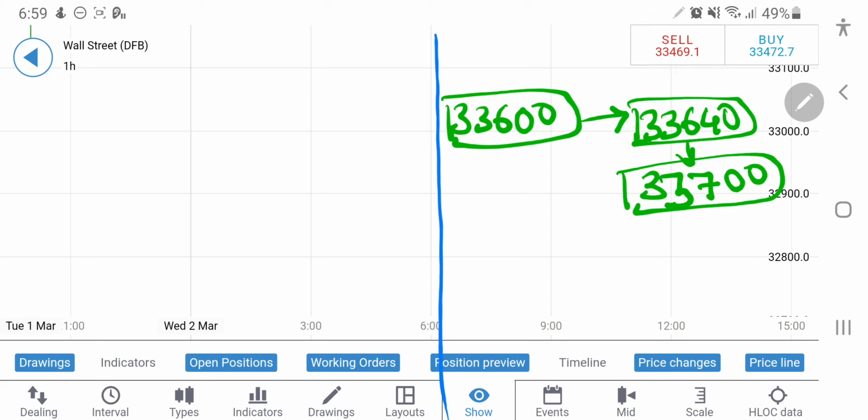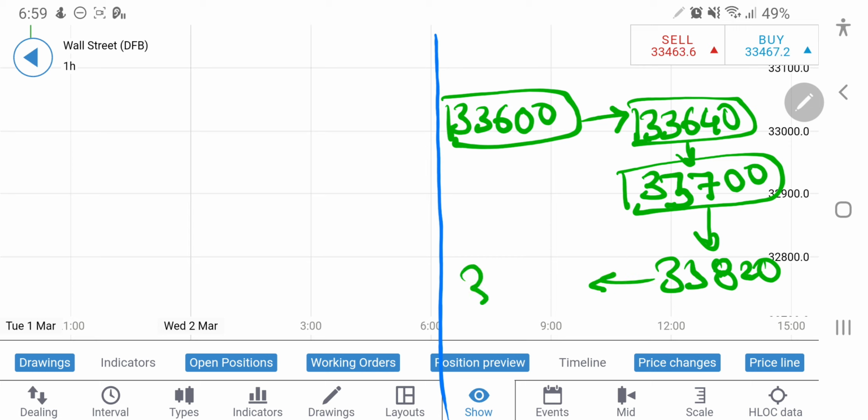Be cautious, stay alert. From 33,700, if it breaks this zone, then the next target is towards 33,820 levels. And if it breaks this, then the target is 34,000. So these are wild volatile markets, anything is possible.